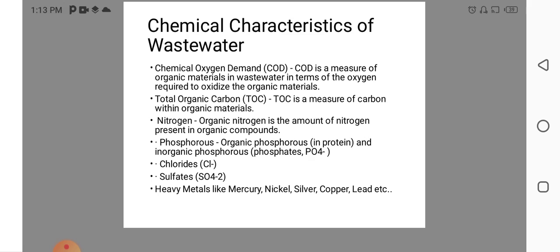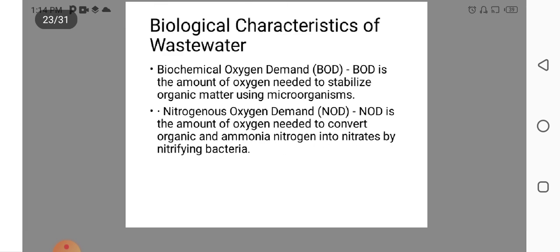COD is a measure of organic material in wastewater in terms of the oxygen required to oxidize the organic matter. Total organic carbon is a measure of carbon within organic materials. Nitrogen. Organic nitrogen is the amount of nitrogen present in organic compounds. Phosphorus. Inorganic phosphorus content. Chloride, sulfides, heavy metals like mercury, nickel, steel, copper, lead, etc. These are some of the chemical characteristics.